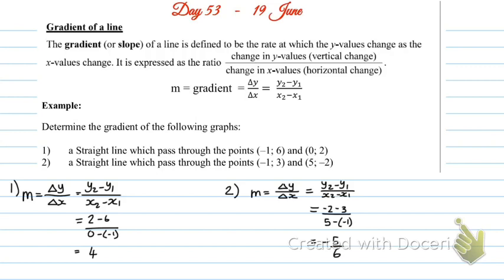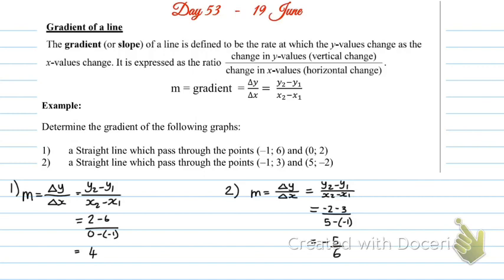We are busy with linear functions or straight line functions, and that's in the chapter about functions, chapter 6 in your textbook. Right, so today we are talking about the gradient of a line. The gradient or slope of a line is defined to be the rate at which y values change as the x values change. Okay, so that's like a ratio between y and x.